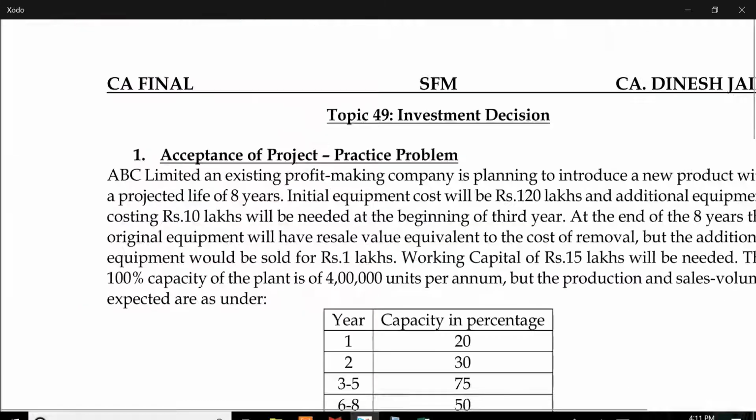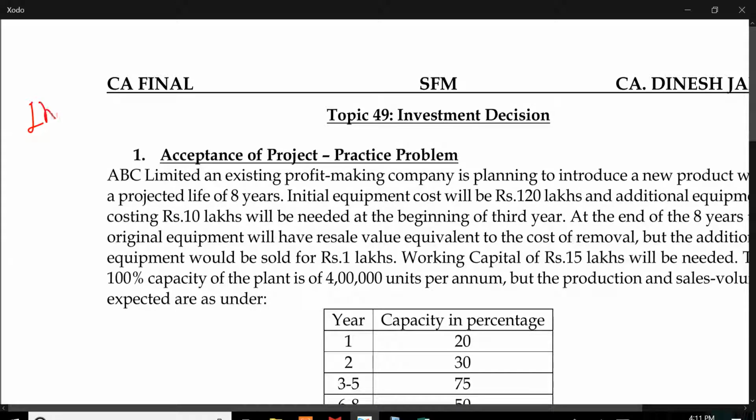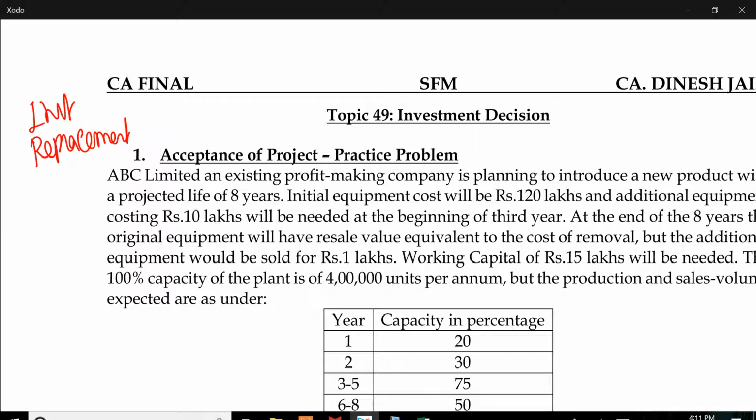Second, our focus will be on something called investment decision. Now listen, as far as capital budgeting is concerned, there will be two types of critical problems. One is investment decision, second is replacement decision. So topic 49 is going to focus on investment decisions. Topic 50 will focus on replacement decision. Replacement is selling an asset and buying a new asset in its place. Investment is making a fresh investment altogether.